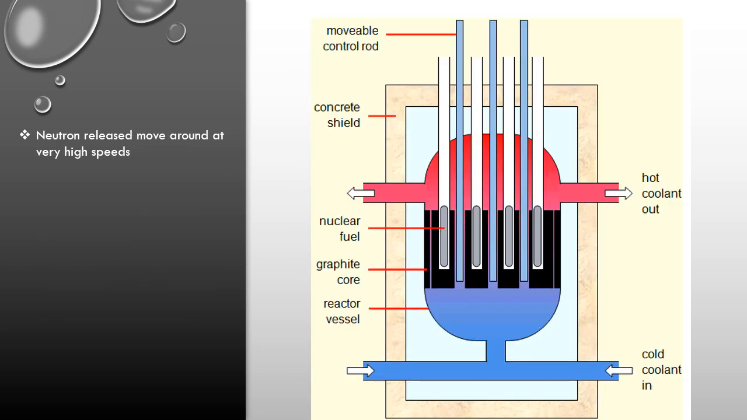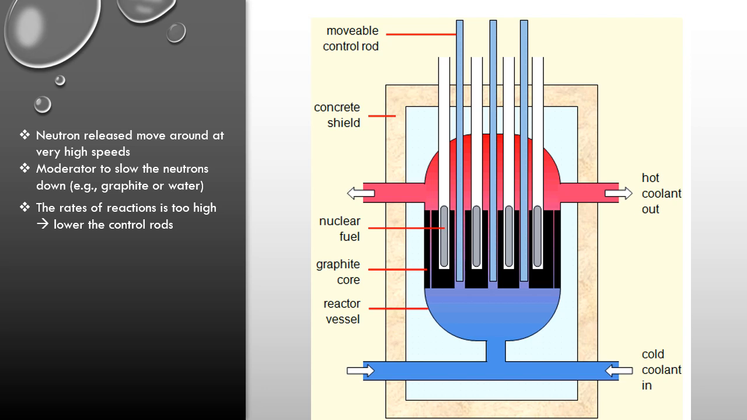But the problem is, the neutrons released move around at very high speed. This makes it difficult for them to be absorbed by a nearby fuel rod. So we need a moderator to slow the neutrons down so that they can be easily absorbed. The moderator used in a nuclear reactor is graphite or water.